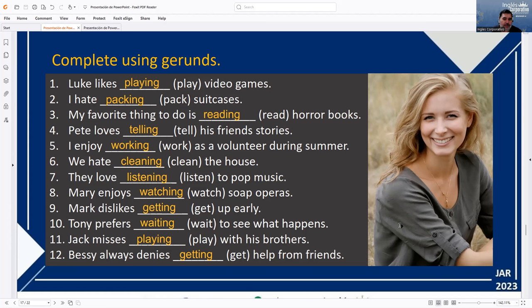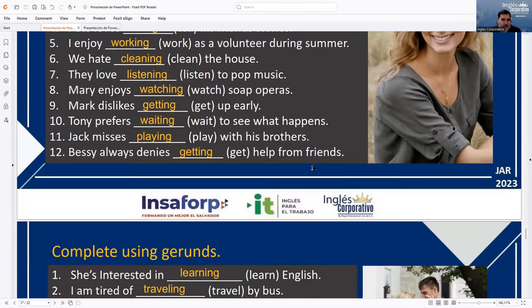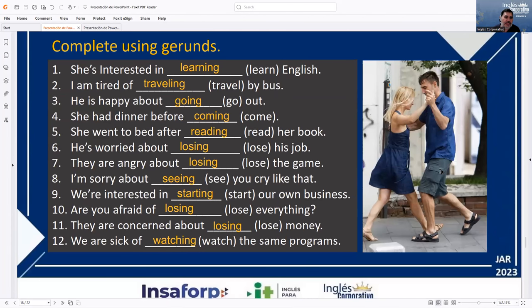Jack misses playing with his brothers. Bessie always denies getting help from friends. She's interested in learning English. I'm tired of traveling by bus. He's happy about going out. She had dinner before coming. She went to bed after reading her book.